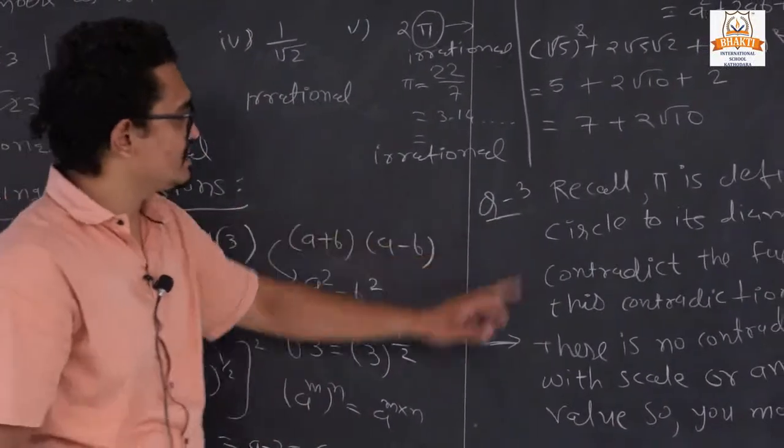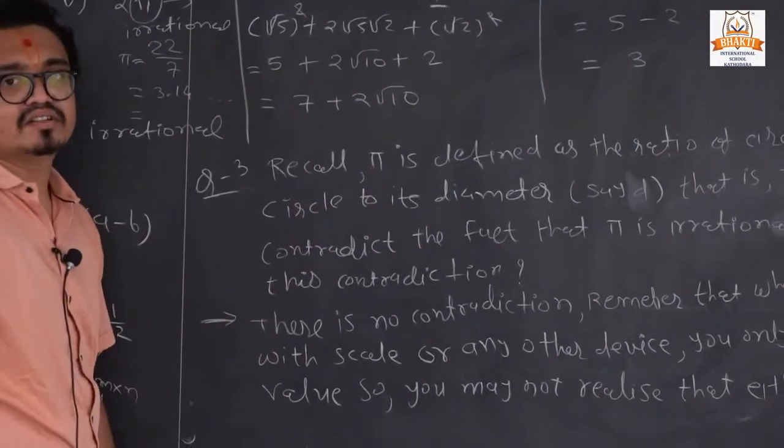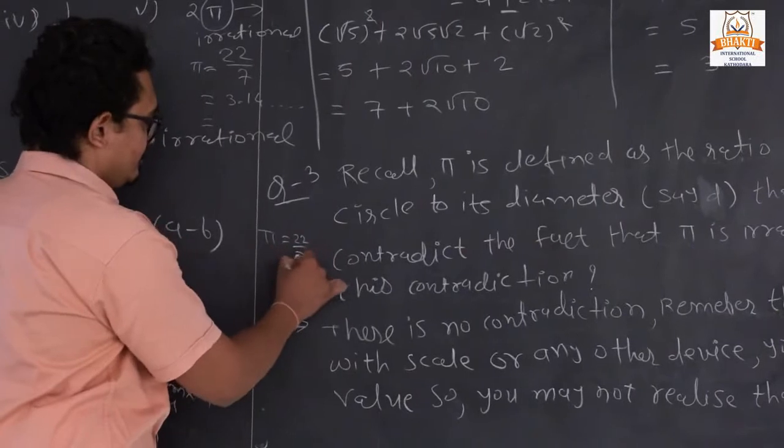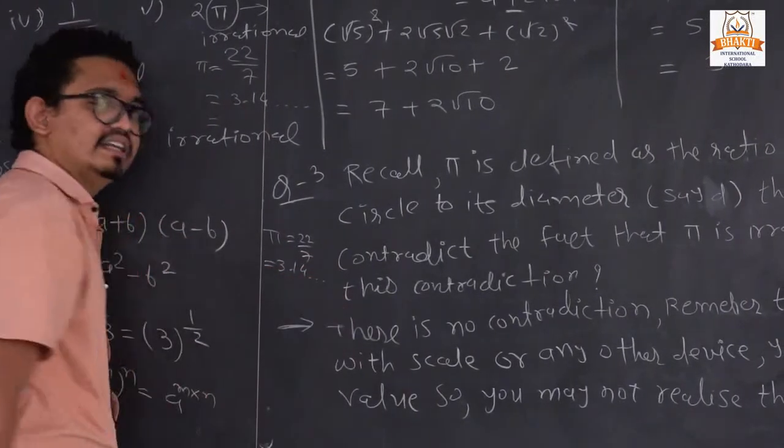In question number 3, first of all we read that question. Recall the pi. So pi means what? We have the value of pi equal to 22 by 7. We know that. And if we simplify, it will be 3.14 like that.